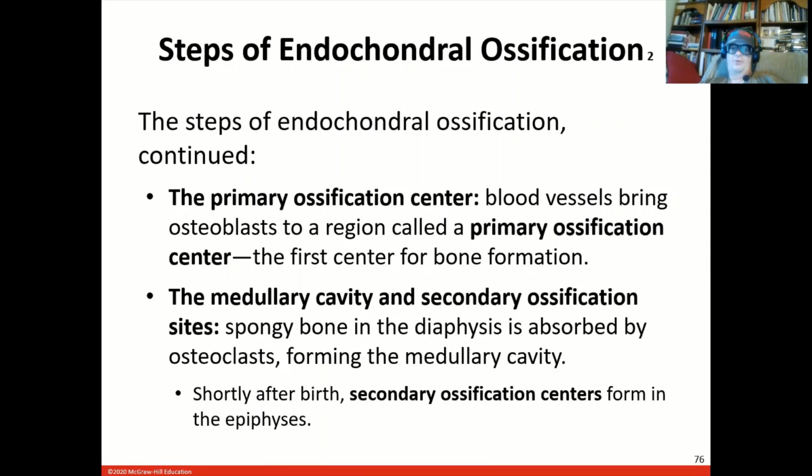Shortly after you're born, the ends of the cartilage model, the epiphyses, get their own ossification centers, and those are the secondary. We form the primary first, form the secondary after that. No big deal. Makes sense.